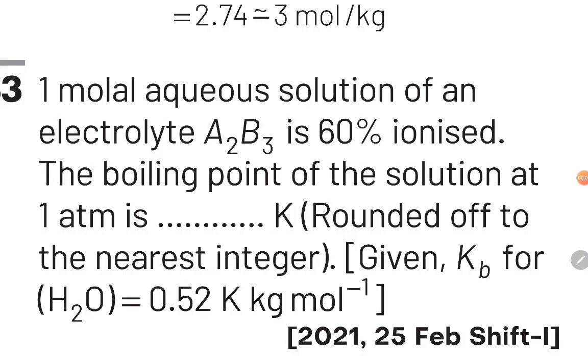Yes students, the 18th question of this chapter is, 1 molar aqueous solution of an electrolyte A2B3 is 60% ionized. The boiling point of the solution at 1 atmosphere is. Guys, this is a question similar to the last one, and even in this question we will use the equation delta TB is equal to i into KB into molality. Molality has been given as 1 molal and the value of KB is again 0.52. We just need to calculate the value of i, which is Van 't Hoff factor. So let's observe this in the solution in the next slide.